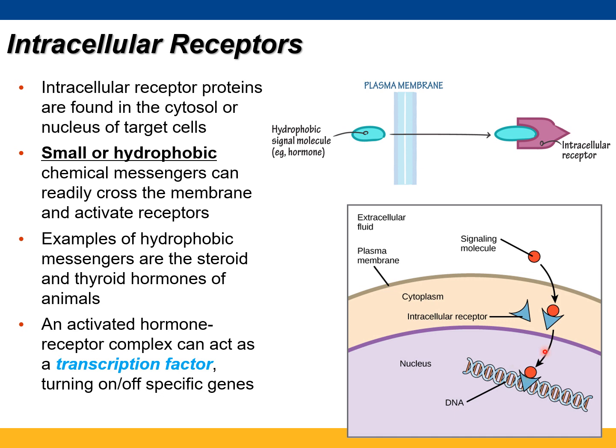So it affects the transcription of DNA into RNA. We can also describe it as turning on or off specific genes. Most of those genes are going to encode a protein of some kind, so we can change the way the cell is behaving by changing the protein suite that it has.